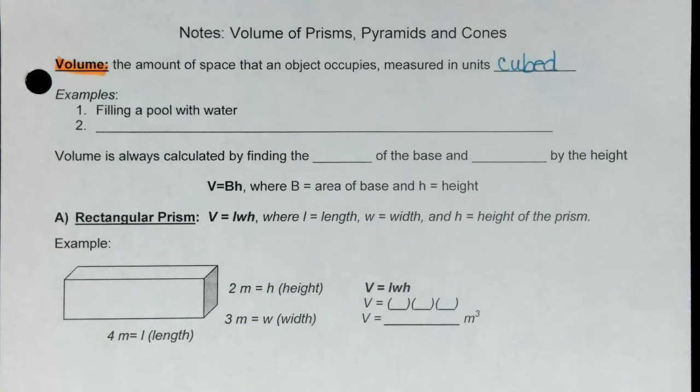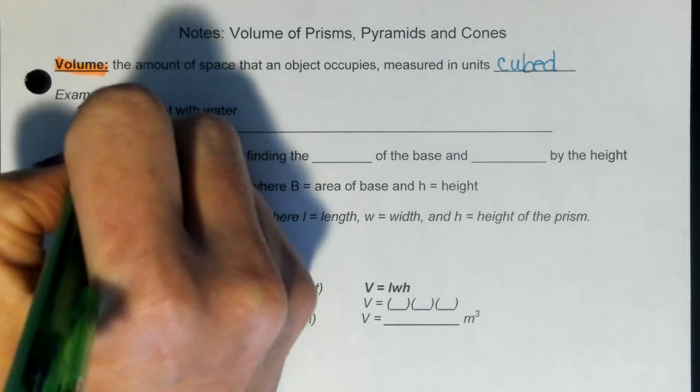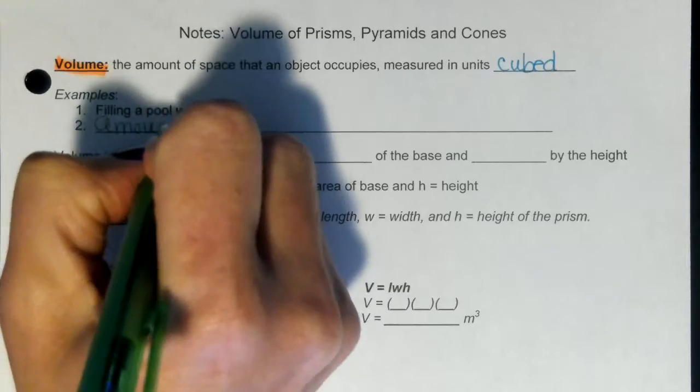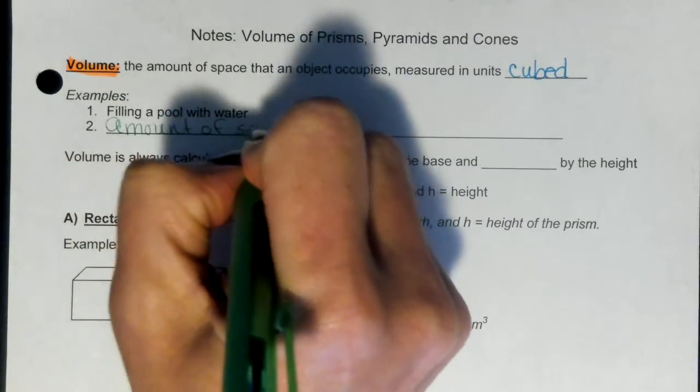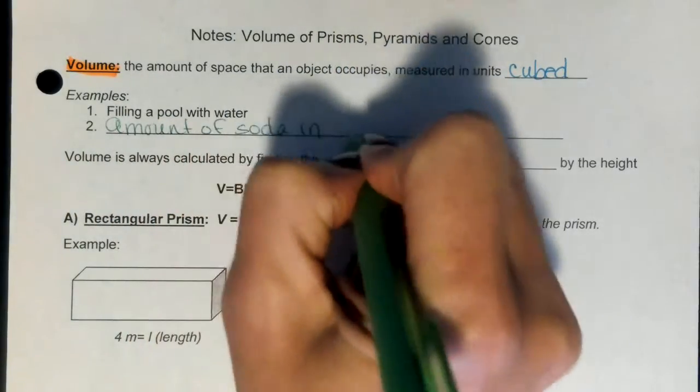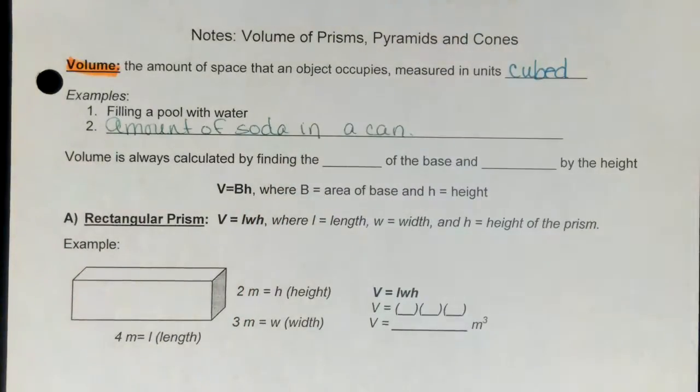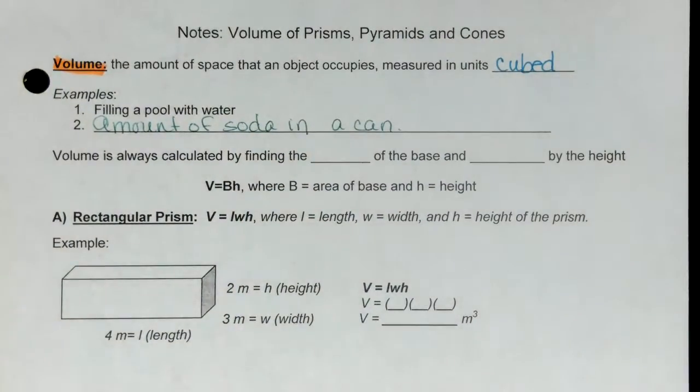Okay, so for the first one, examples. Filling a pool with water would be volume. How much water can you put in that pool? The amount of soda in a can is considered volume, where surface area would be how much metal did it take to make the can. Volume is how much soda can you put in the can. So that's where your difference comes in.